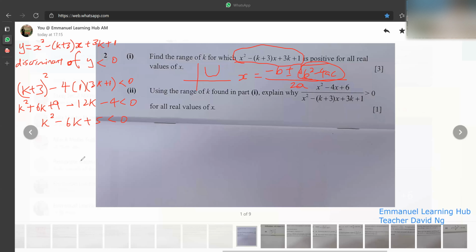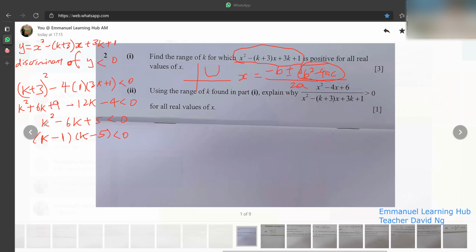This part here is less than 0. If I factorize this, I get (k minus 5)(k minus 1).